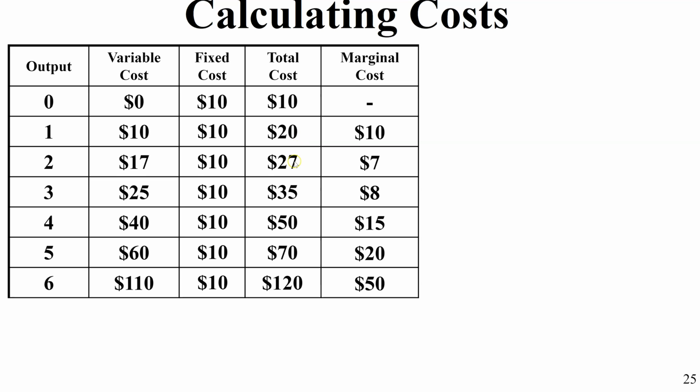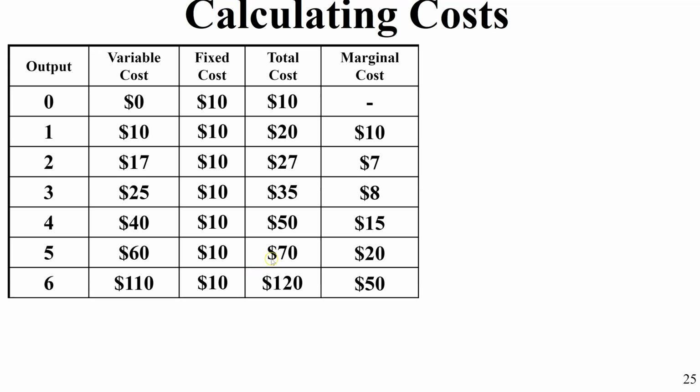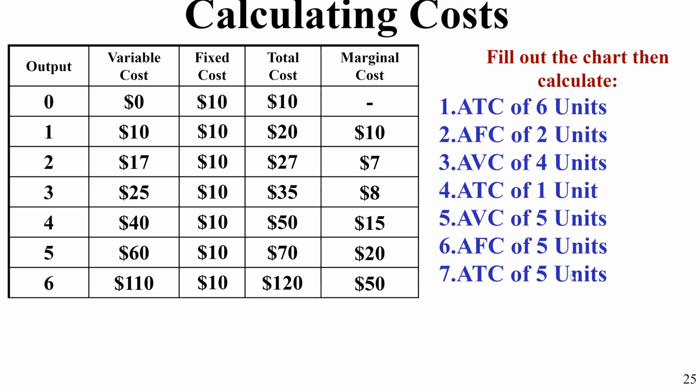So the last column then, looking at our total costs, notice that the total costs continue to rise as more units are being produced. We go from 10 to 20 to 27 to 35, and it's continuing to rise, and we're going to see that in terms of the total costs that we see there.